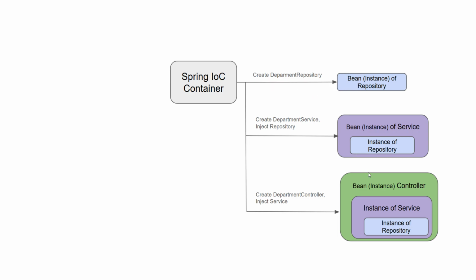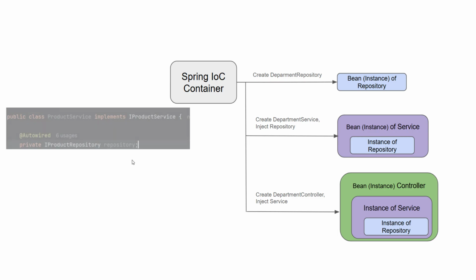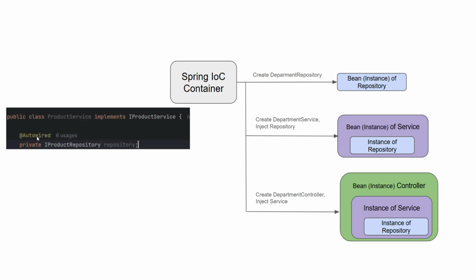All the beans will be created automatically by the Spring IoC container, and this Spring IoC container is generated by Spring, not by you. Okay, you don't need to write the Spring IoC container because it already exists in your project. All you do is use the configuration to create a bean and get them into your component.